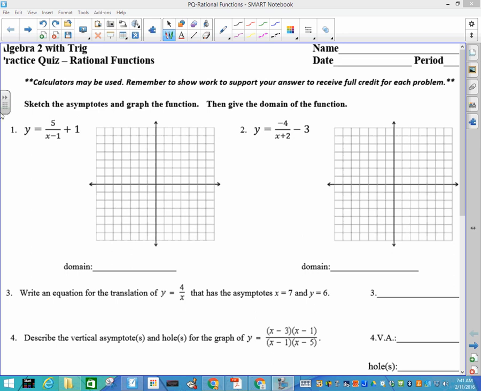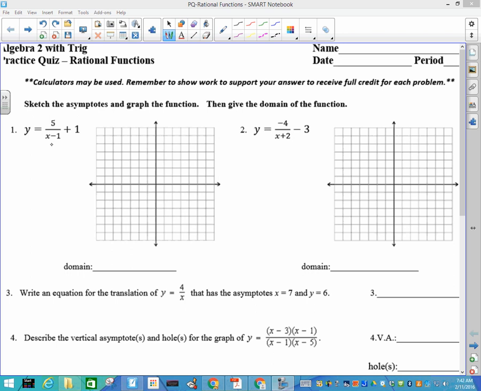Okay, this video will go over everything that you need to know for your quiz on rational functions next time we meet. So, I'm going to get started. It is basically bringing everything together that we have covered in the last week on rational functions. Number one says sketch the asymptotes and graph the functions, then give the domain of each function.